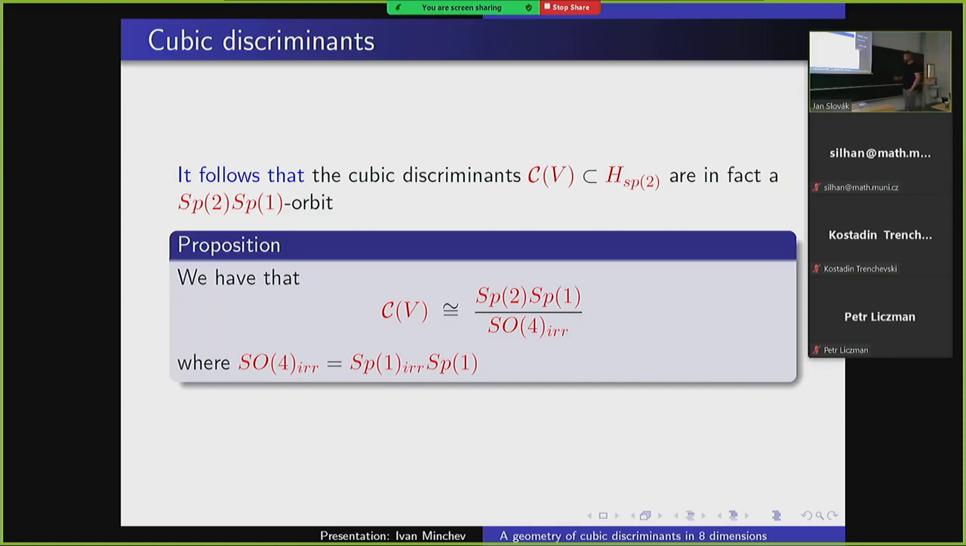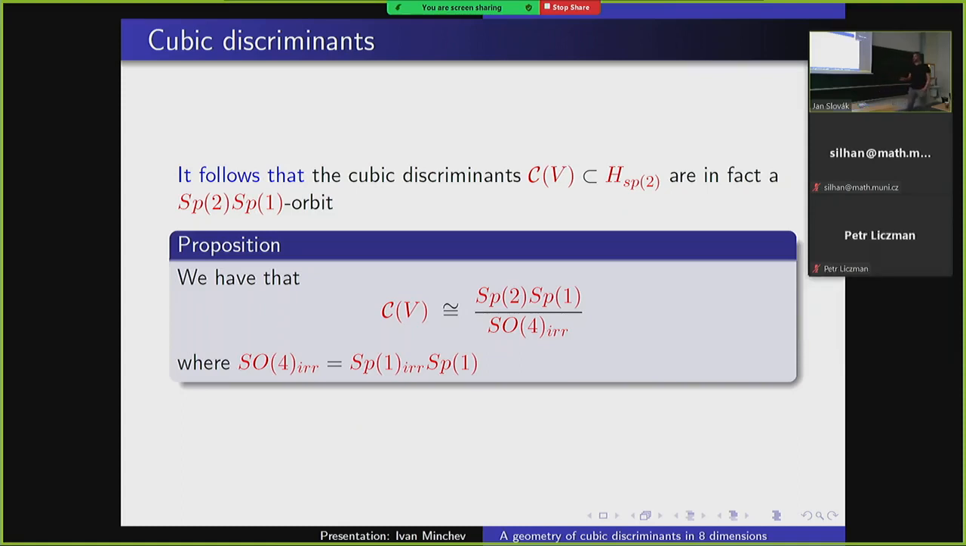Summarizing all that I have said so far, it's easy to summarize. We have a geometric interpretation of this homogeneous space. This is just the set of all cubic discriminants on V. These are all hyperkähler curvature type tensors that are given by the formula for the cubic discriminant with respect to some special basis.